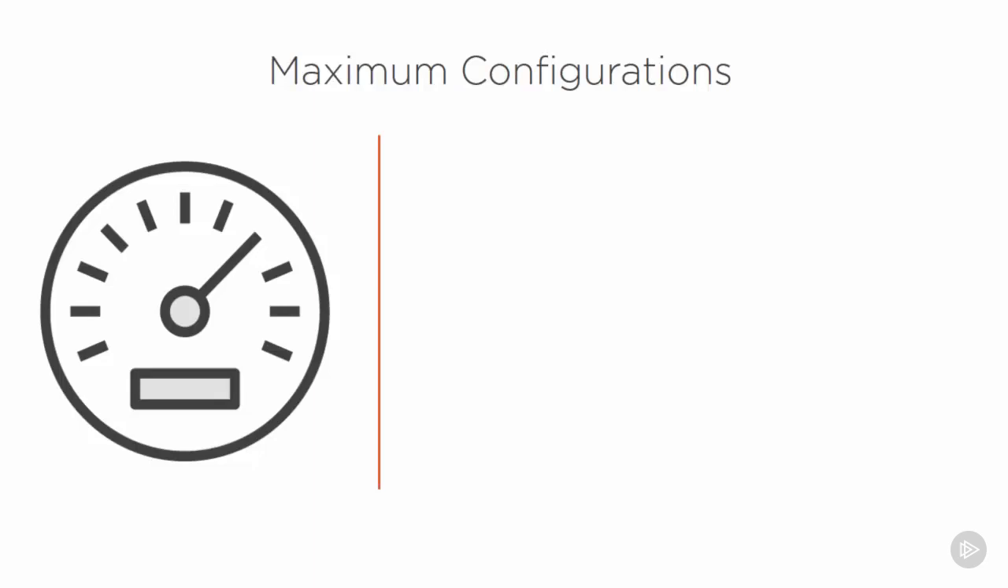Maximum configurations. With any platform, whether that's virtual or physical, you're always going to have limitations you have to live within. So with a Unity VSA, you're not going to have as high a threshold for maximum configurations as you would with a physical. The reason being that the virtual is meant to be a smaller scale, lower end part of the EMC Unity family.